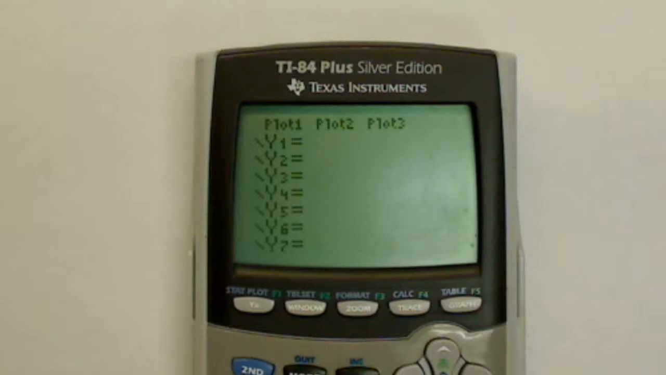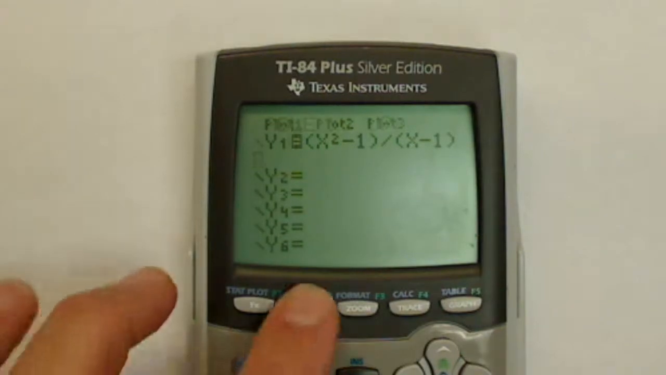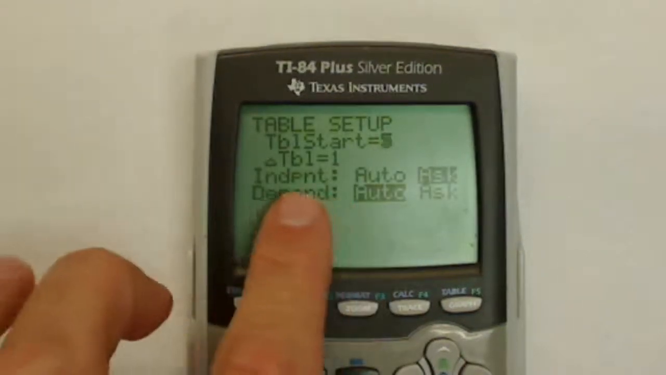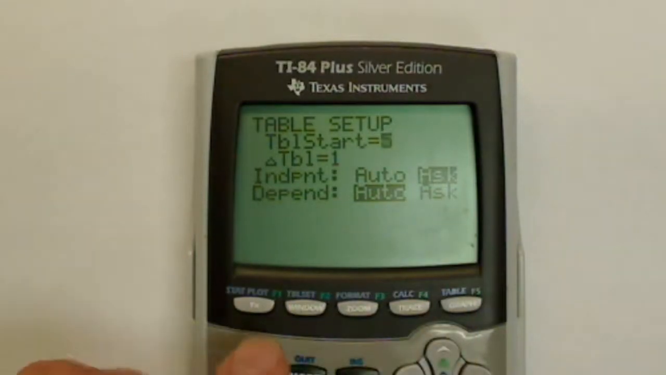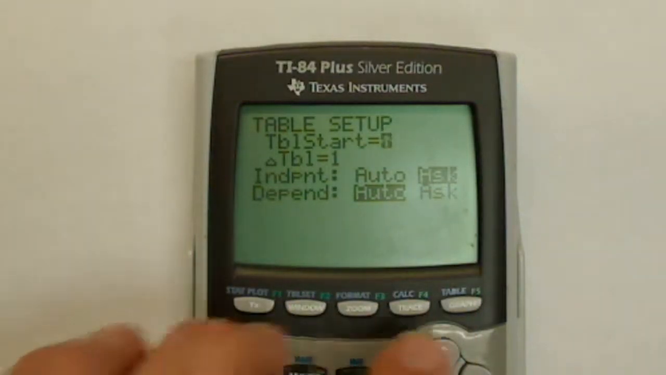So in my y equals, now I do need to separate the numerator and the denominator with parentheses. (x squared minus 1) divided by (x minus 1). Now I'm not trying to graph it right now. I want to do this numerically, and what I'm going to do is use my table. So first thing we've got to do is make sure our table is set up correctly. So I can go to second table set. I want my independent to be on ask. And it doesn't matter where my table starts because I'm going to put that in for it.